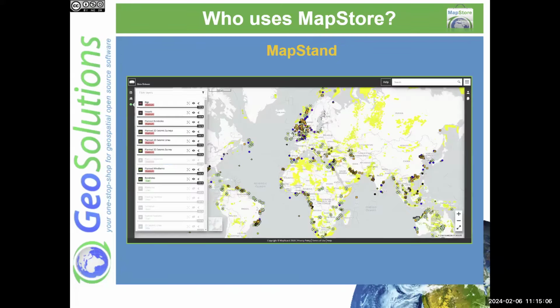Some examples of integration of MapStore. The first one here is MapStand. The main focus is the visualization of energy data. In this case, at GeoSolutions, we implemented through the MapStore framework a front end that was able to interact with a custom backend. So there was a need to use the MapStore map functionality integrated with a different backend.